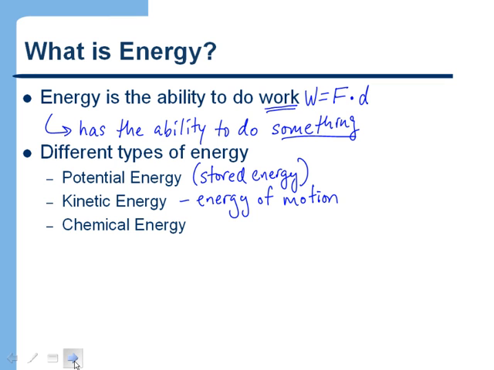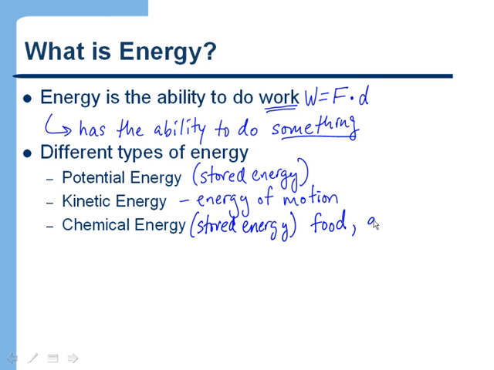Another type of energy is chemical energy. And chemical energy is another type of stored energy. And just to give you a couple examples of that, one example would be food. Food has chemical energy, so that when we eat that food, we take that energy and our bodies can use it to be able to do things.